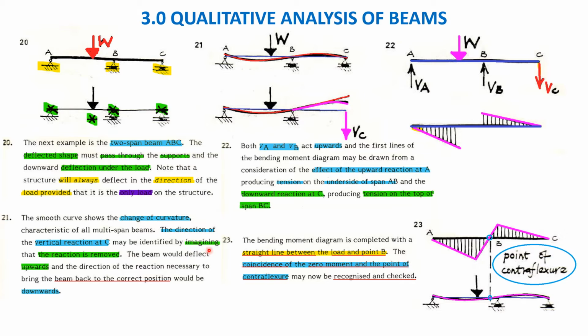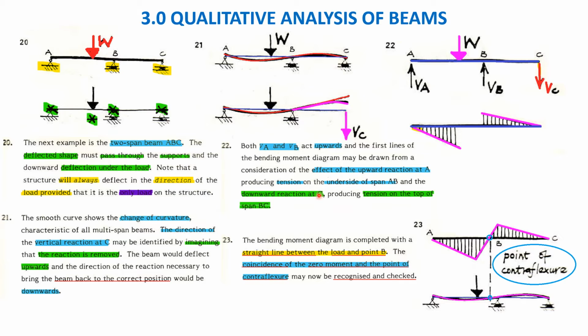The beam would deflect upwards in the absence of the reaction. The reaction necessary to bring it back to the correct position would be downwards. Both VA and VB act upwards. The first lines of the bending moment diagram may be drawn from the consideration of the effect of the upward reaction at A, producing tension on the underside of the beam. If it moves up, then it will produce tension at the underside of the beam.